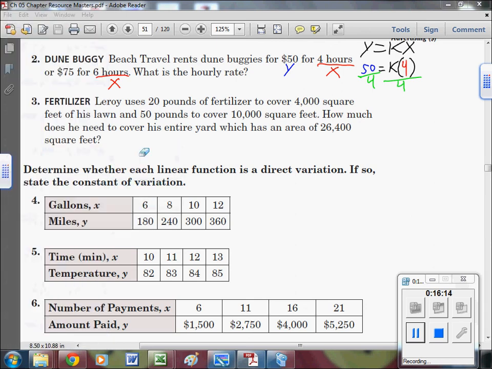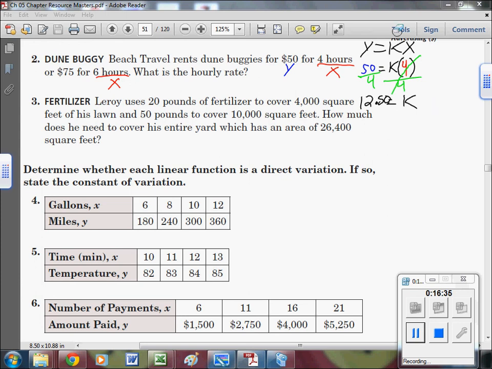Okay. All right, so divide both sides by 4. We know that they cancel on the left side, so we're left with just k. So what goes into 54 times? Well, $12.50 goes into 54 times, unless I'm crazy. So okay, 12.50. That's what k equals.